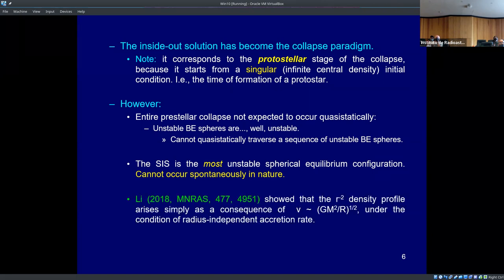And moreover, 4 years ago, Wangxing Li, then in Heidelberg, published a very interesting paper where he showed that the r to the minus 2 density profile arises simply as a consequence of the velocity in spherical geometry being the gravitationally driven velocity, so on the order of the square root of GM over r, under the condition that the accretion rate is independent of radius, so that the mass is flowing continuously across radii, and you don't lose or gain any mass along the way. So this suggests that the r to the minus 2 density profile may not require detailed pressure balance to be established, like Shu has suggested.